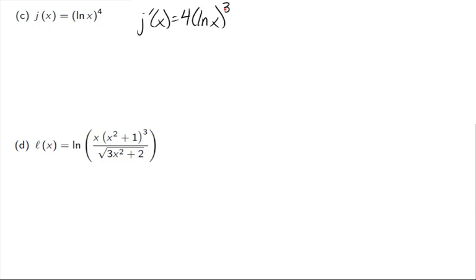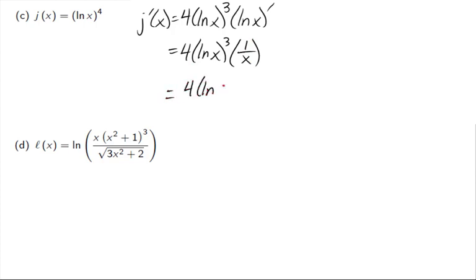But u to the fourth becomes 4u cubed times the derivative of your u inside. So I get 4 times natural log of x cubed, and the derivative of natural log of x is 1 over x. So if you want to rewrite that slightly, you could do it as 4 natural log of x cubed over x. The line right above is acceptable though.